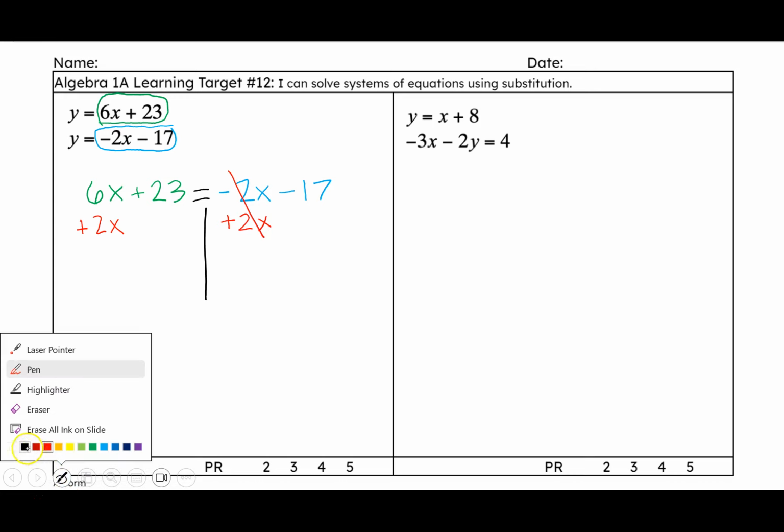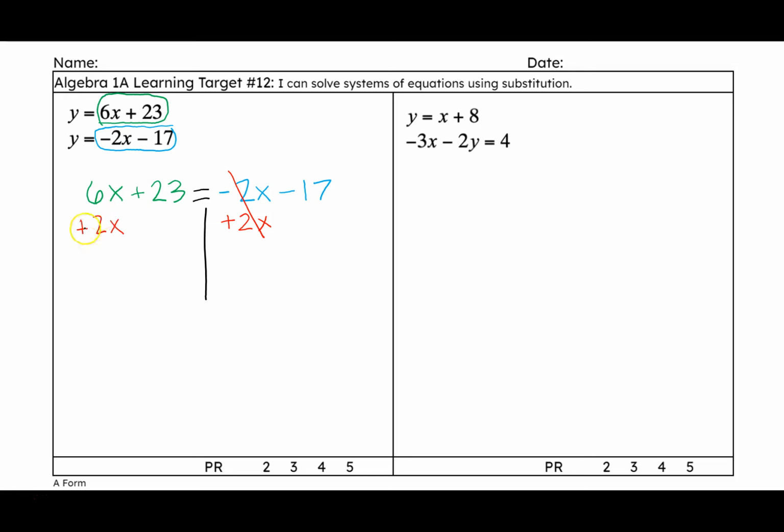Let's see what I'm left with now. Okay, 6x plus 2 more x's gets me 8x's altogether. Plus 23 is equal to negative 17. All right, so now I've got my x's just over on the left. Let's get rid of this constant of 23. I'm going to subtract it, and I'm going to do the same thing to both sides. Plus 23 and minus 23 are opposites and cancel. Let's see what I've got now.